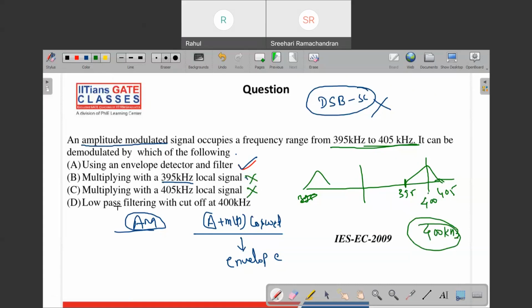The last option is to pass it through the low pass filter. That also is wrong because after passing it through a low pass filter, you just get the LSB, the lower sideband only. You will not get the actual message. But if the option were given as multiply with 400 kilohertz, then it would be correct. But that option is not here. Instead, we have been given the envelope detector option. So this is the correct option. But if the option were something like multiplied with 400 kilohertz, that would have been the correct option.